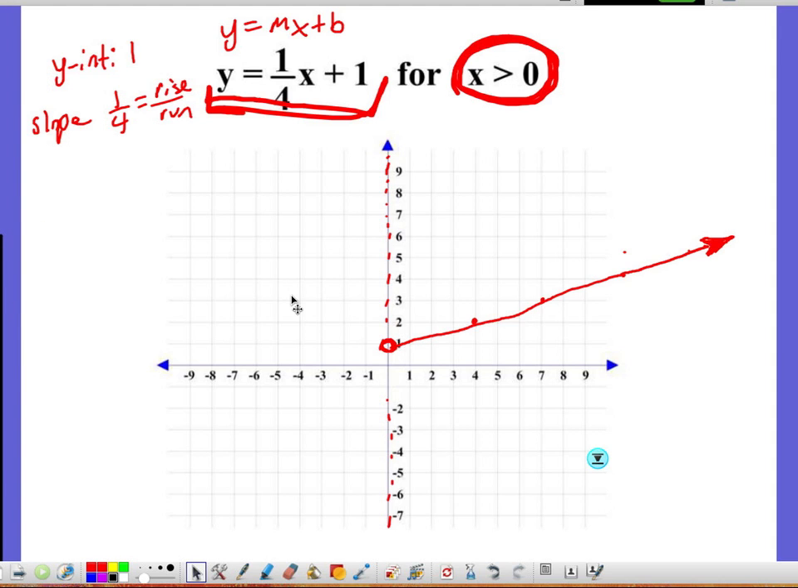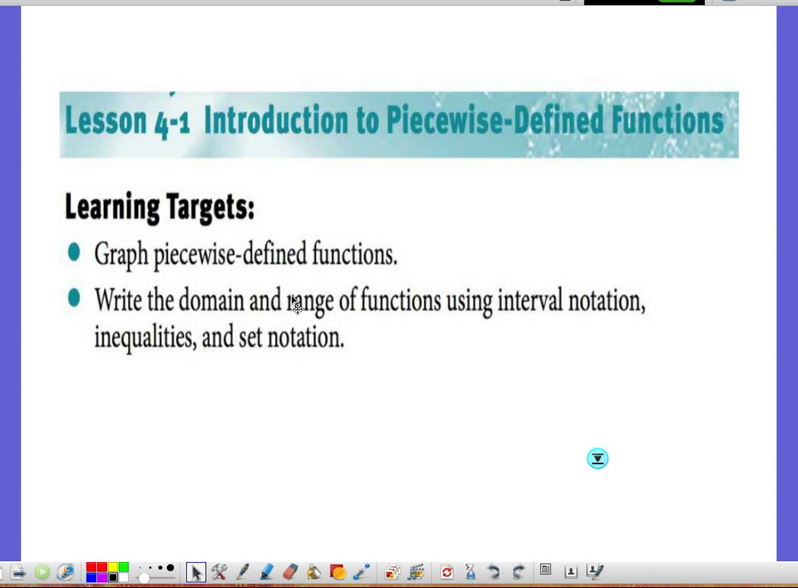Alright, so this is an important concept which will take us to lesson 4-1. So the learning targets are to graph piecewise defined functions, and write the domain and range of functions using interval notation, inequalities, and set notation.